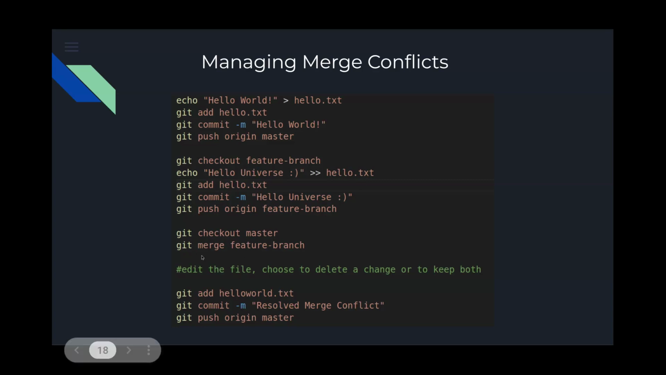You check out back to master and merge in the same way. It will give you an error. And after you edit this file, you will add that file that you would like to add to master. And then you will commit it with that message there, just pushing back to master.